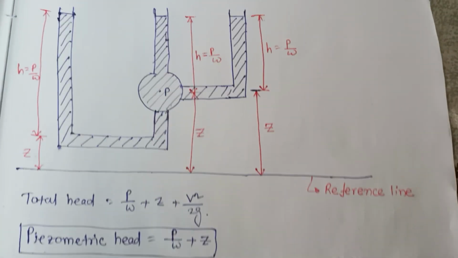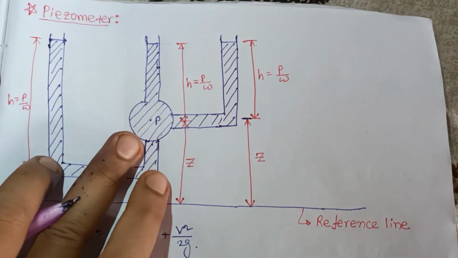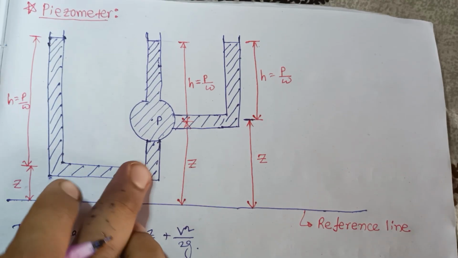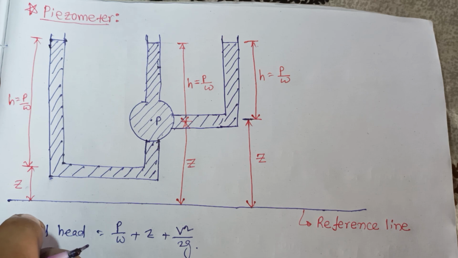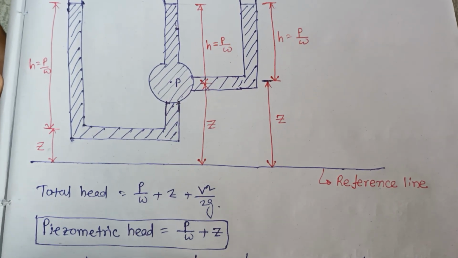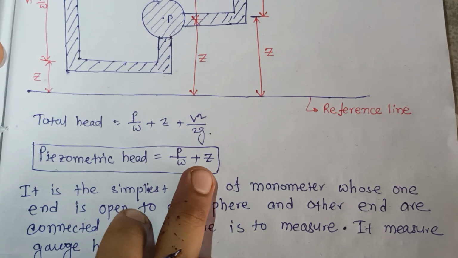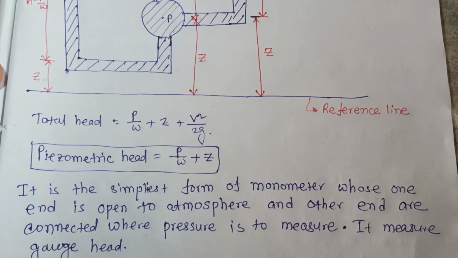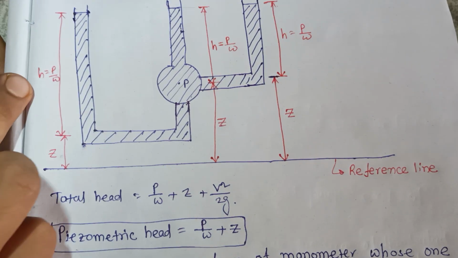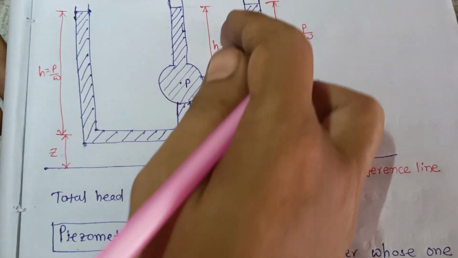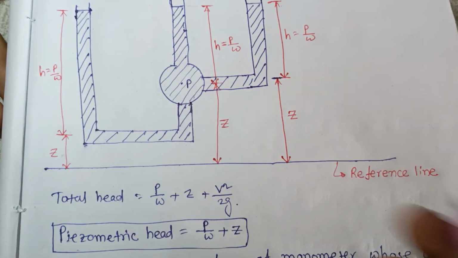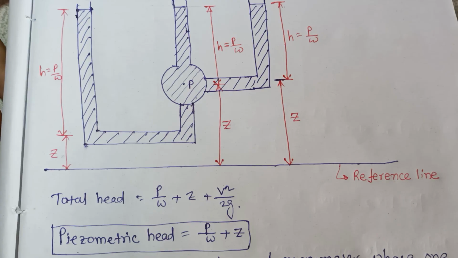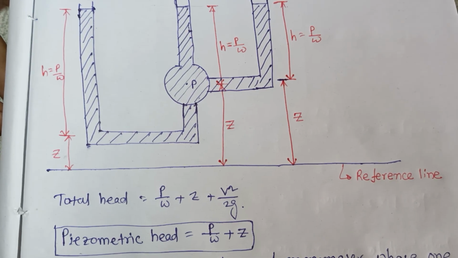Here we see that the piezometer can be installed in any orientation because the piezometric head p by omega plus z is the same over the entire cross section in the pipe flow. For this orientation p by omega plus z is the same, for this orientation also the same, and for this orientation also the same.